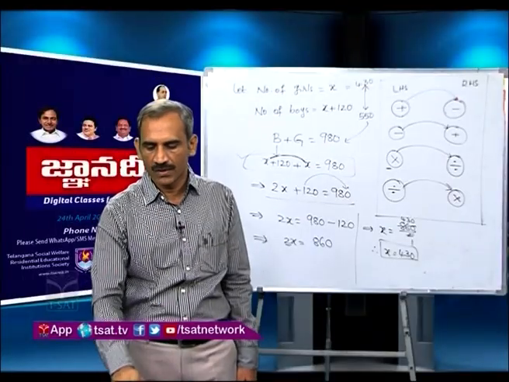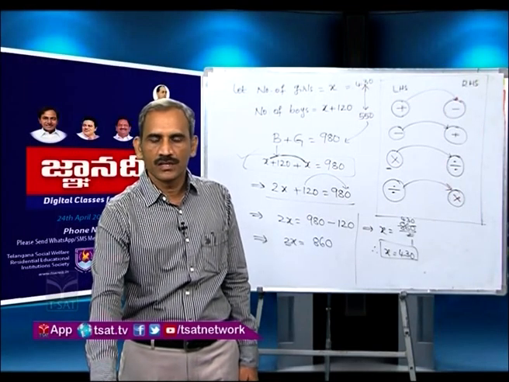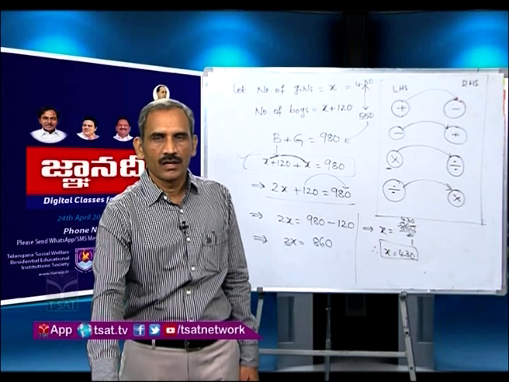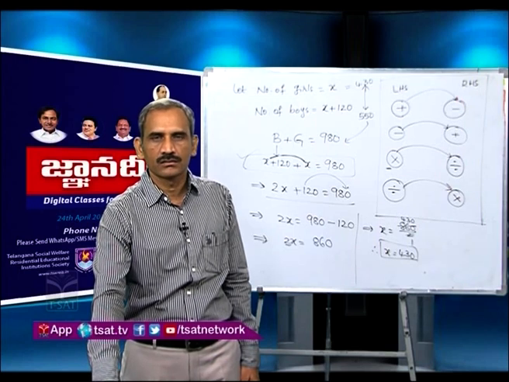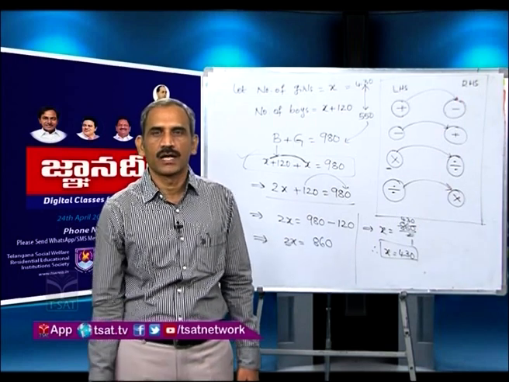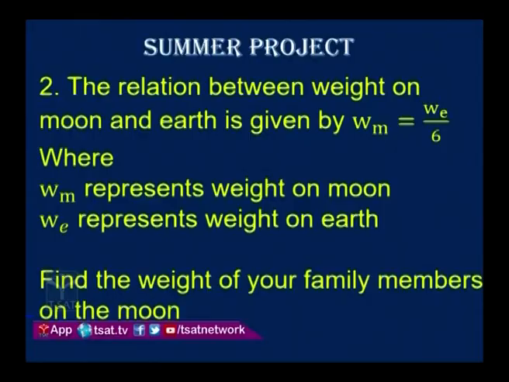This is question number 1. Now, is it finished? Okay. Now, let us go to the second question. Let us write down this question. The relation between weight on moon and weight on earth is given by Wm, which means weight on moon, is equal to We, which stands for weight on earth, divided by 6.